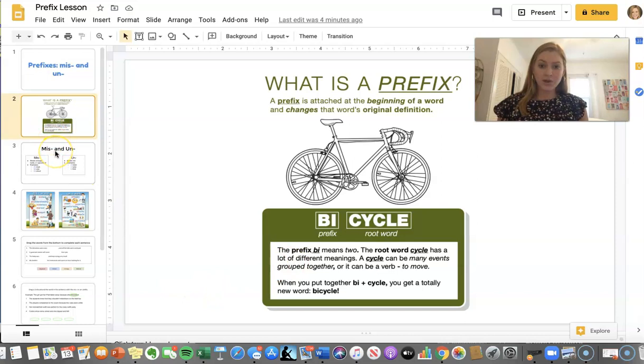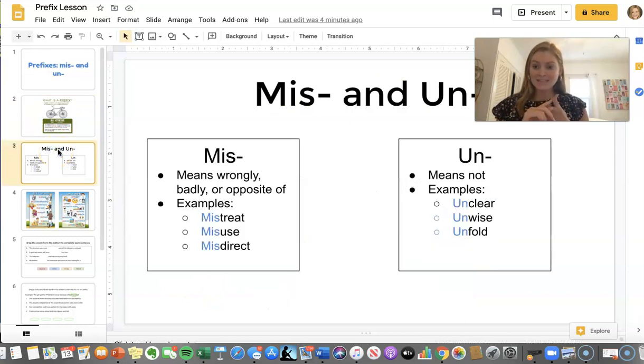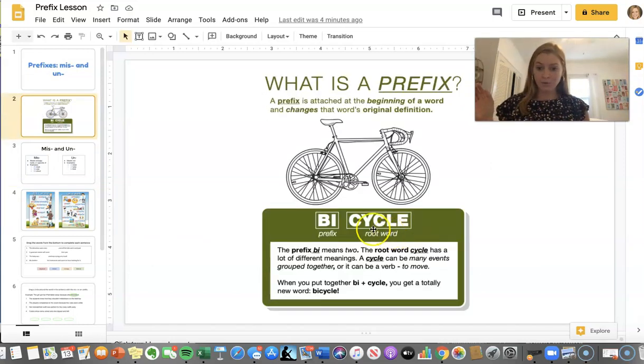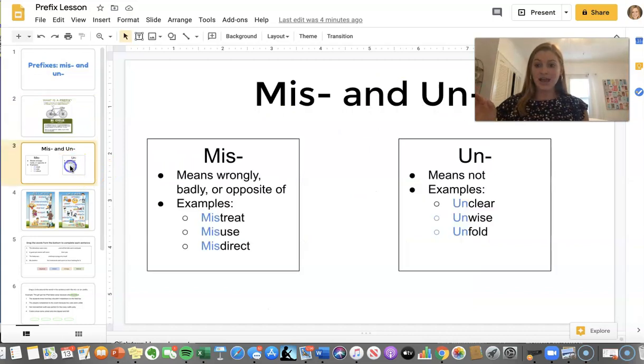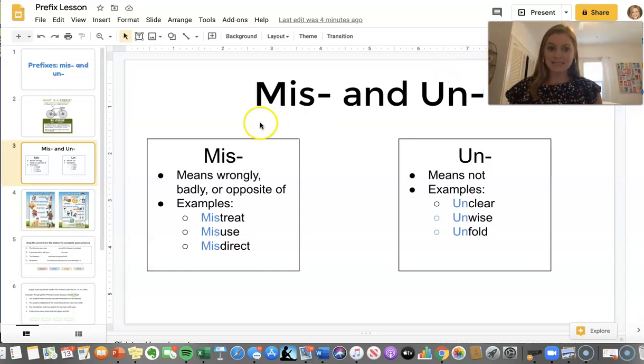So the two that we're focusing on are miss and un. These two prefixes can be added on to a root word, like we saw here, to create a new word with a new meaning. So let's look at the first prefix, which is miss. Miss means wrongly, badly, or opposite of.